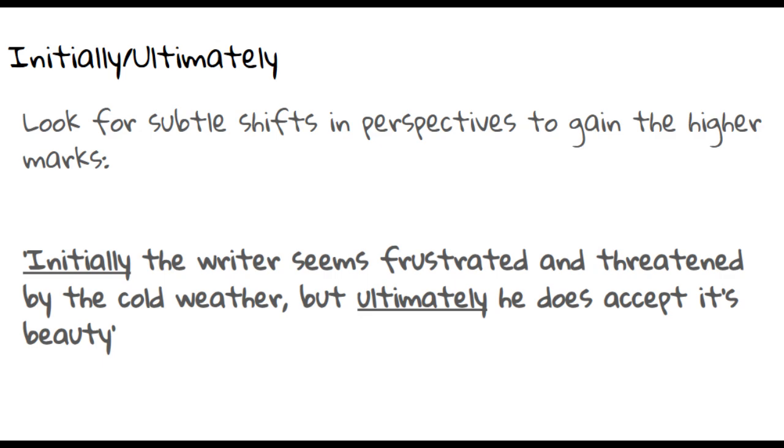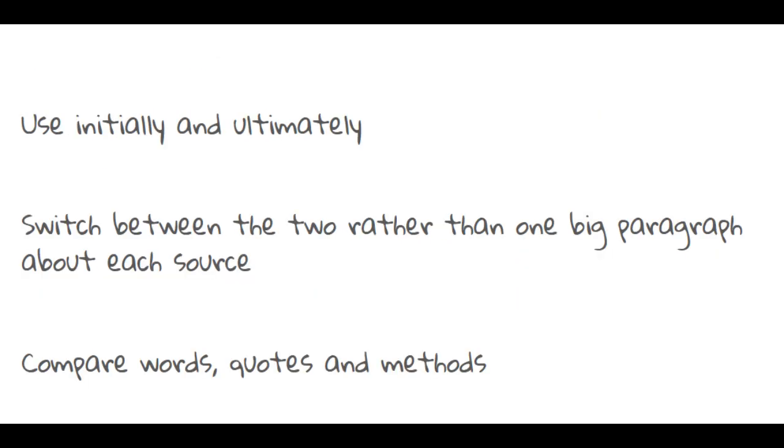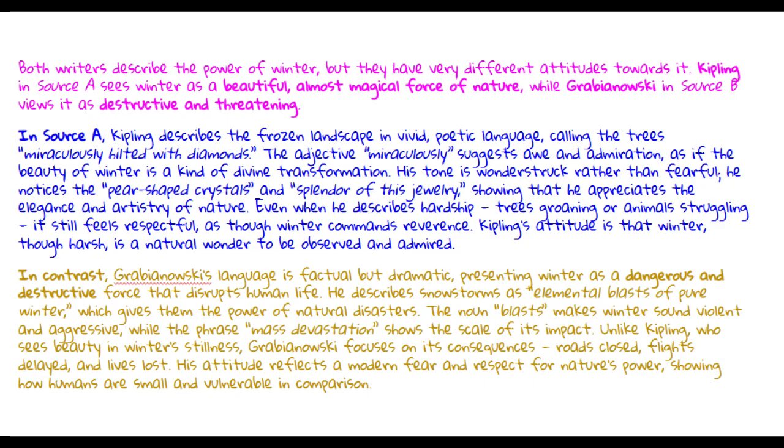And if you can get down to word level comparison, then you're really flying. So in source A, the writer chooses the adverb "miraculously" to describe how the fence post is covered in the metaphor "diamond", so I guess like frozen droplets. Whereas in source B he uses the word "devastation" to talk about the effect of the storm. So comparing at word level analysis I think is really impactful.